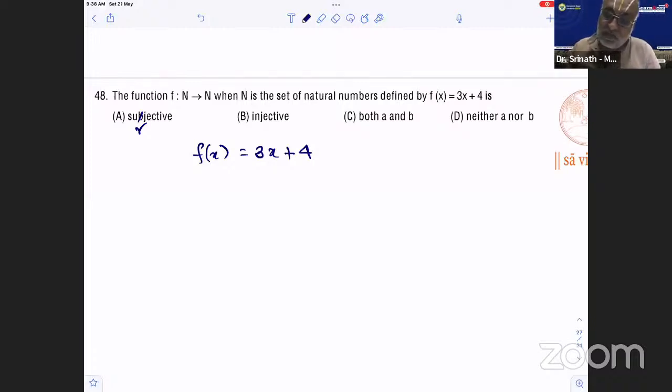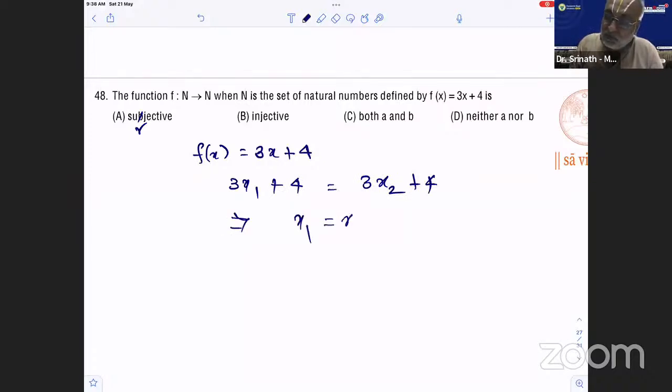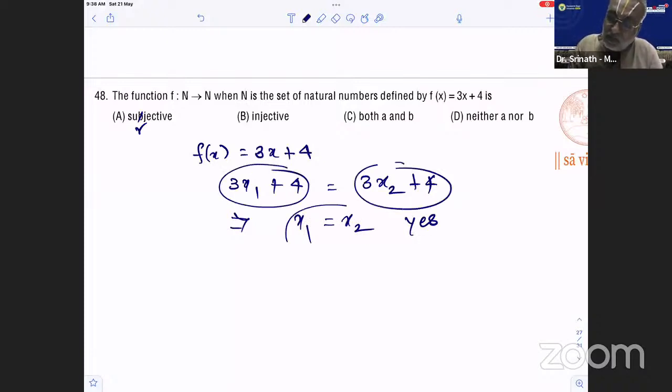See, if you observe this 3x plus 4, suppose 3x1 plus 4 is equal to 3x2 plus 4, don't you get that x1 is equal to x2? Yes. If these two are equal, then you are getting x1 is equal to x2. Therefore, it is an injective map. That is fine. Now, I don't know whether it is surjective.